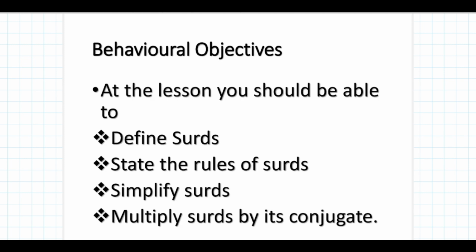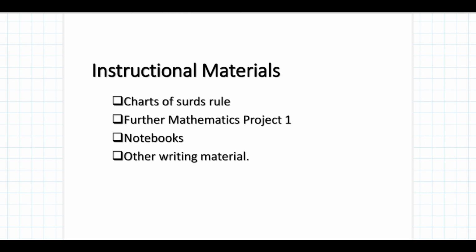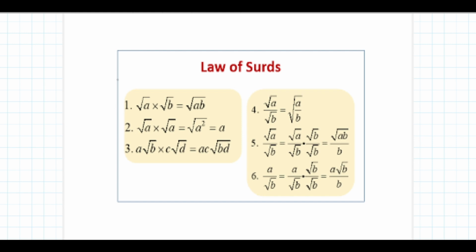So I've stated the objective, what you should know. The instructional materials will be the chart of surds, our Further Mathematics Project One, and your notebook and writing materials. So this is a simple chart of surds. In this chart, we have the laws of surds. In mathematics, we deal with laws. Whatever you are doing, there's a principle that guides it, and if you follow the principle, you arrive at the right answer. If you don't follow the principle, you may not get the answer. So this is what these principles are for.